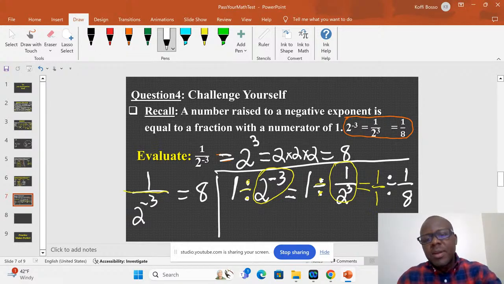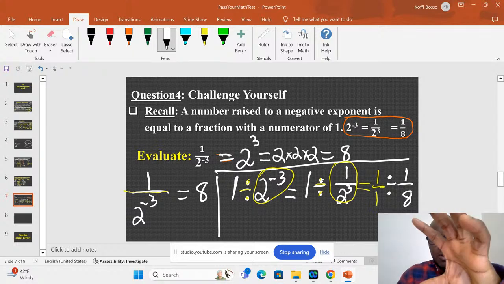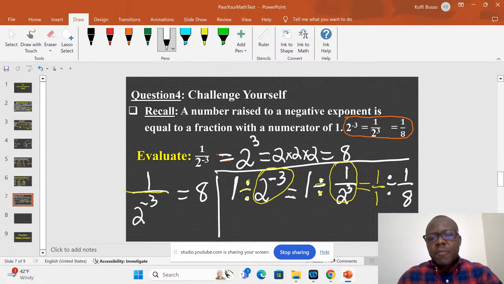So understand that the denominator 2 to the third power is 8. So I have 1 over 1 divided by 1 over 8. Now there is a rule in math saying that every time you have a fraction divided by another fraction, you keep the first fraction, so K, keep. You do not change, C. You change the division to a multiplication. And you flip, so F, the second fraction.